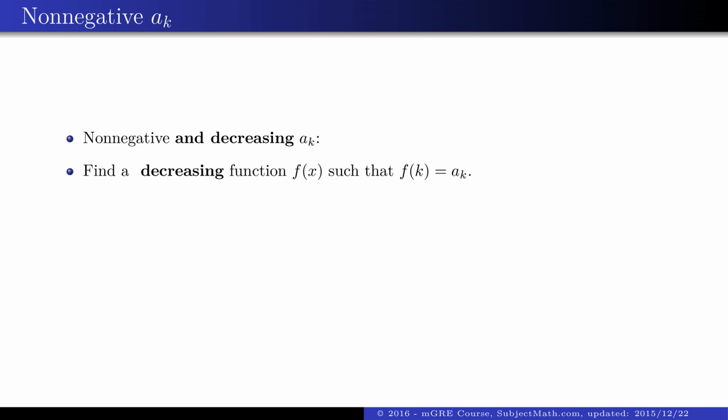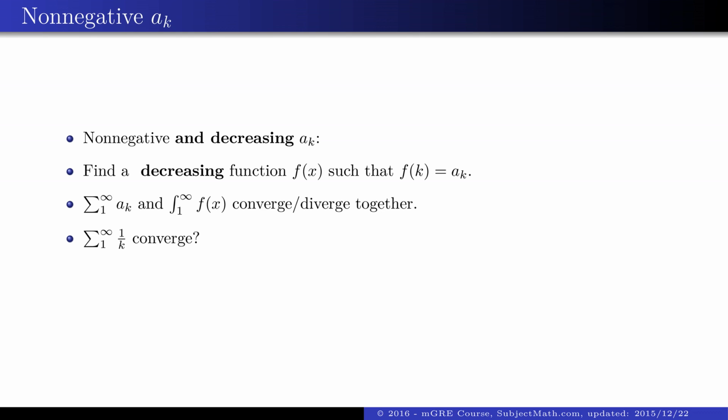Another tool is at our disposal when the ak's are non-negative and decreasing. In this case, we need to find a decreasing function which obtains the values ak on the positive integers. In that case, the sum converges if and only if the improper integral converges. For decreasing functions, there is a strong relation between sums and integrals. For example, does this sum converge? No. It is decreasing, but the corresponding 1 over x function has a divergent improper integral. By the way, this series has a name, the harmonic series.